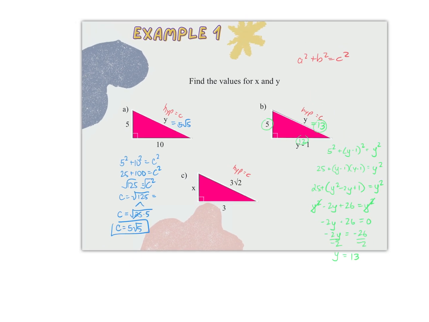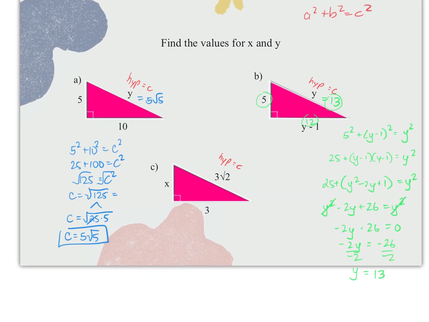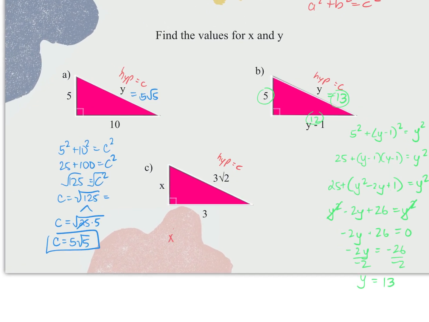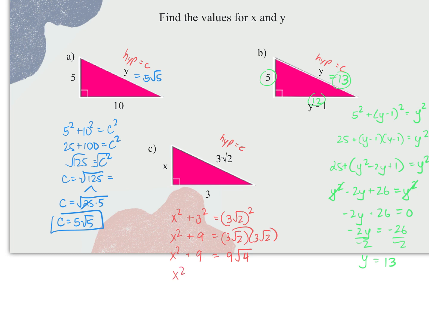And then the last one I'm going to do has some kind of interesting numbers here, right? I'm going to do, again, leg squared plus the other leg squared equals the hypotenuse squared. So x squared plus 9 equals, now 3 radical 2 times 3 radical 2. Remember, when you're dealing with radicals, you're going to multiply the outside numbers. 3 times 3 is 9. And you multiply the inside number. 2 times 2 is 4. And so what you get is 9 times the square root of 4, which is 2.